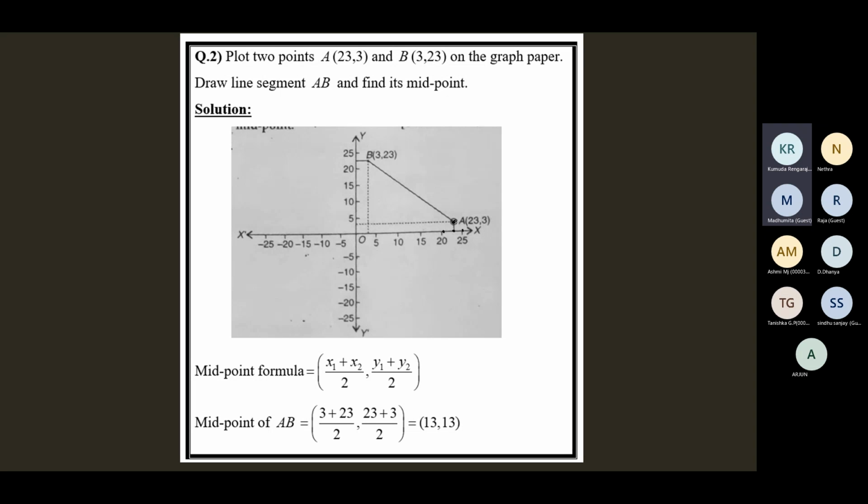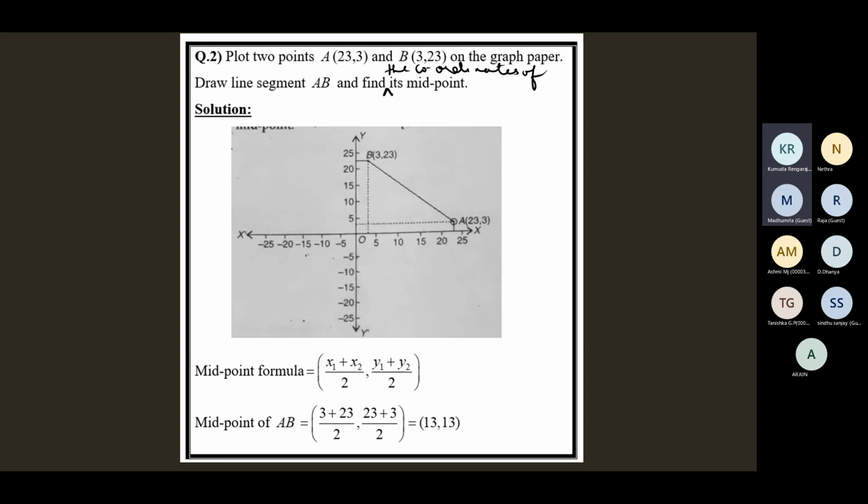So this is (23, 3) and this one is (3, 23). Now you need to plot these 2 points and draw the line segment AB. Join these 2 and find its midpoint, meaning find the coordinates of its midpoint.